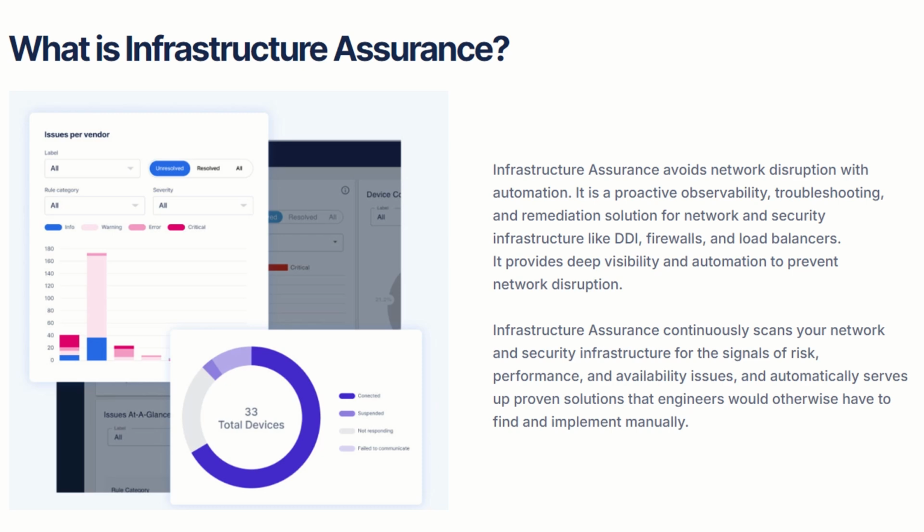Our solution provides deep visibility into potential issues, allowing it to identify risks, performance problems, and availability issues before they occur. When a problem is detected, BCIA automatically applies proven solutions that would otherwise require manual intervention by engineers. By doing so, it ensures network continuity and reliability. Its proactive approach helps prevent disruptions and downtime.